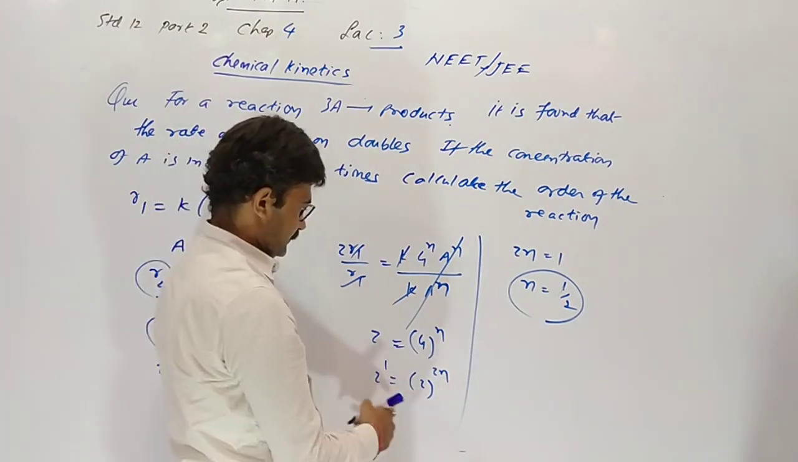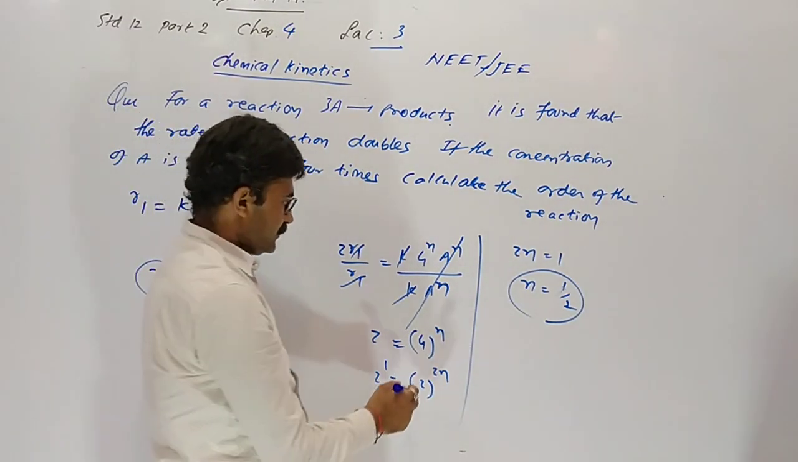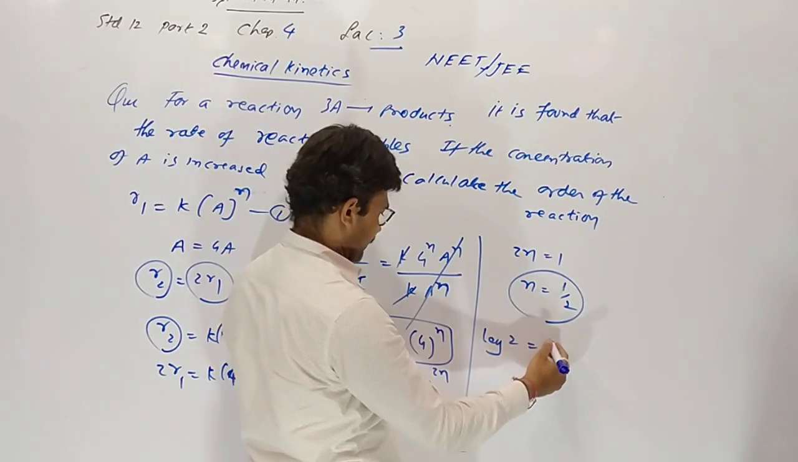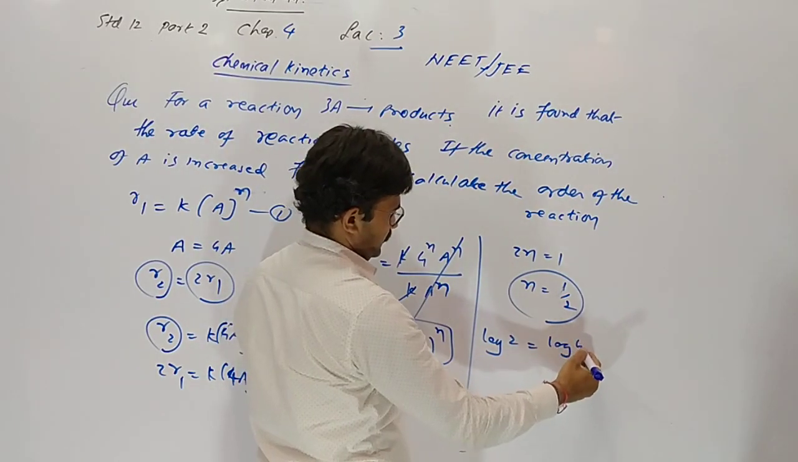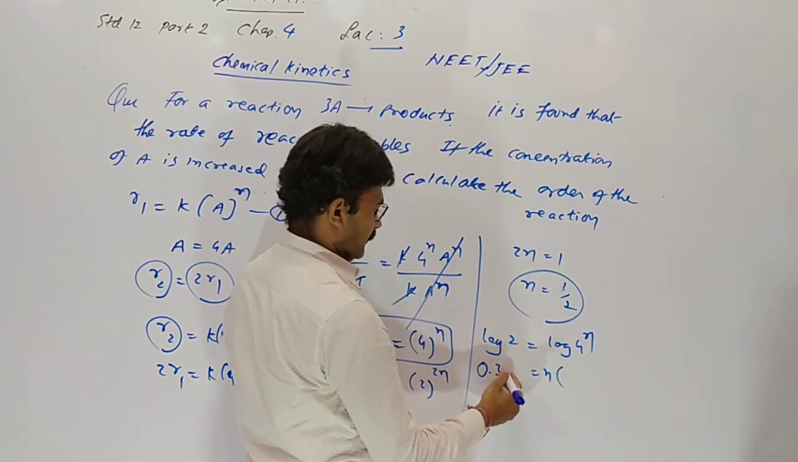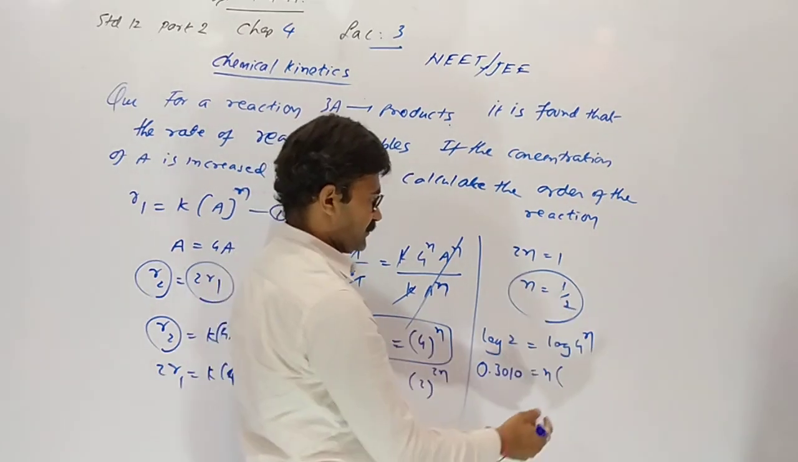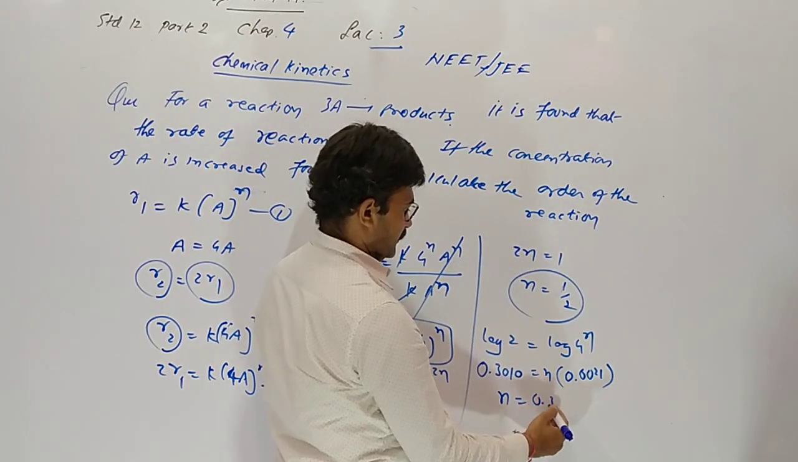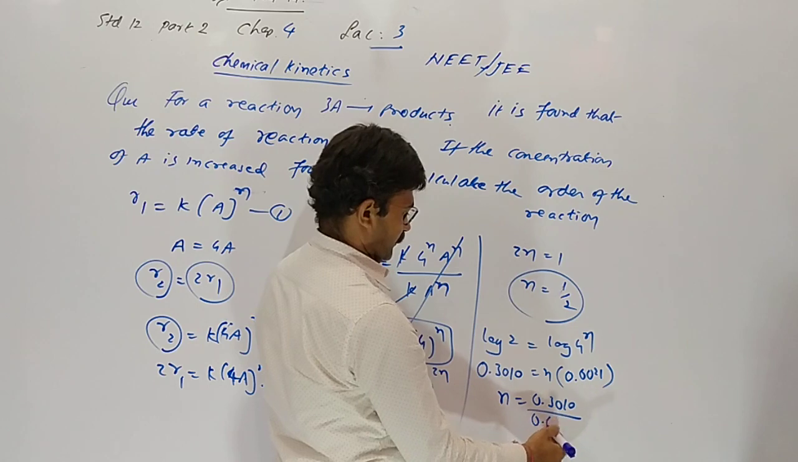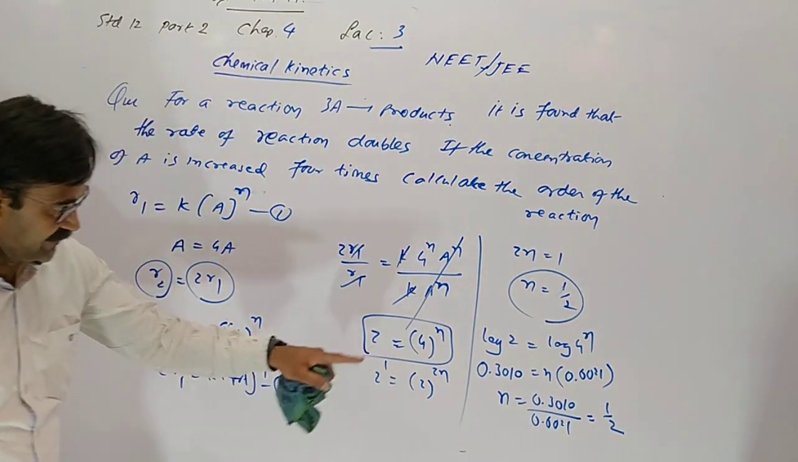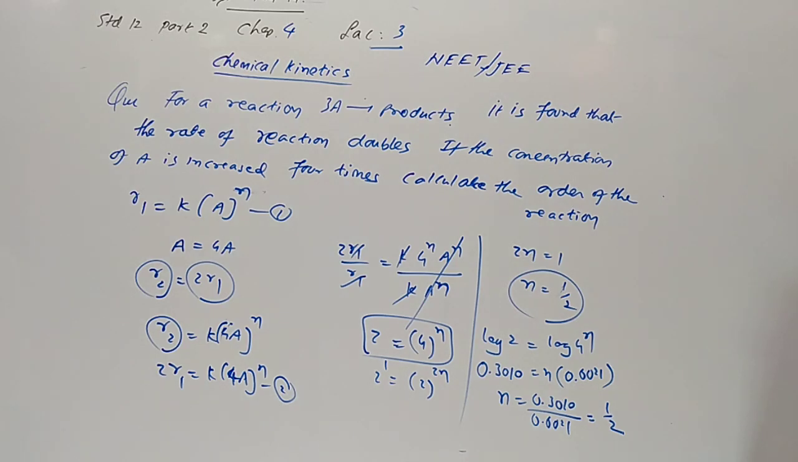Another method. We have to apply log on both sides. When we apply log on both sides, the power comes in multiplication. Value of log 2 is 0.3010. Here 0.6021. So n will be 0.3010 upon 0.6021. So 1 by 2. Second method. Any method we can use.